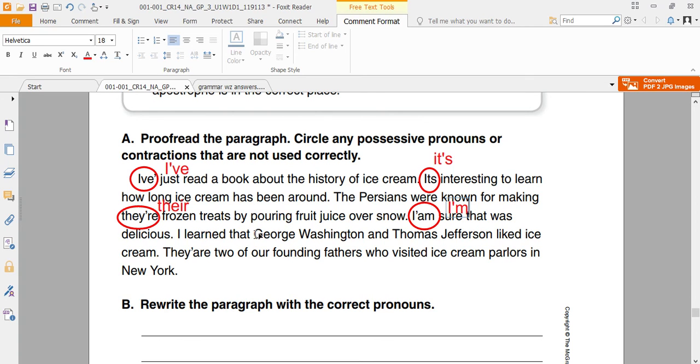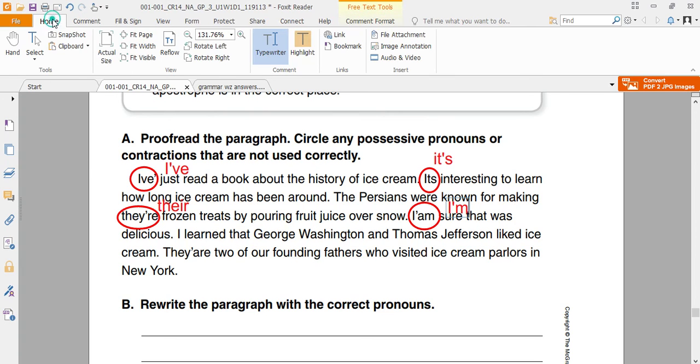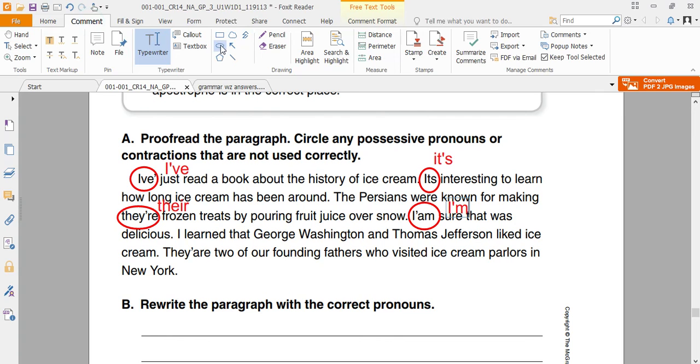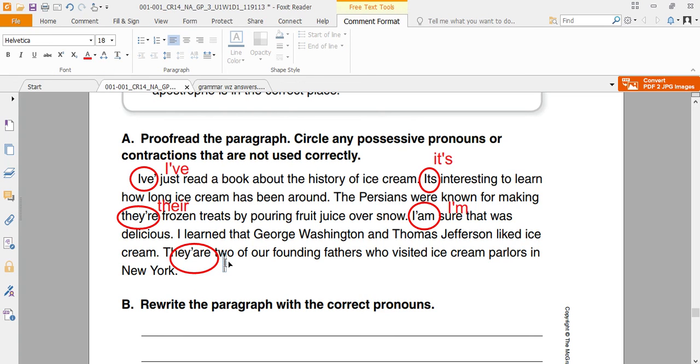I learned that George Washington and Thomas Jefferson like ice cream. They're two of our founding fathers who visited ice cream parlors in New York. And the last mistake for today's class was "there." This means they are. How do we make the contraction for they are? We write they, then apostrophe, and instead of the letter A, then RE.